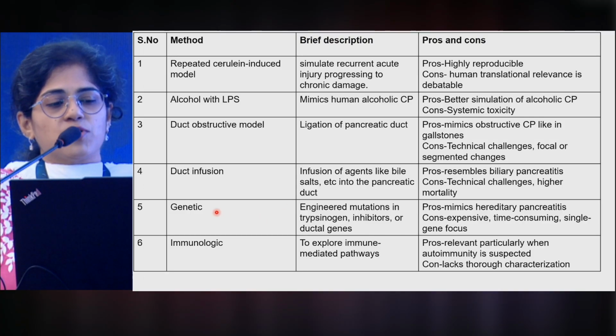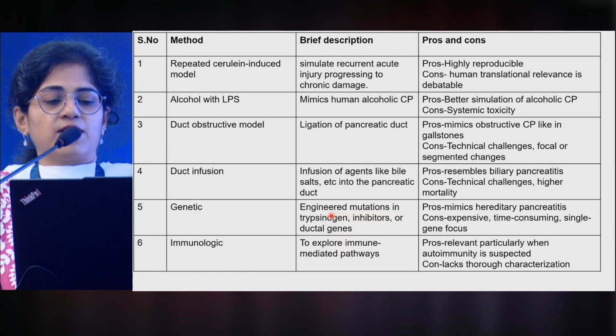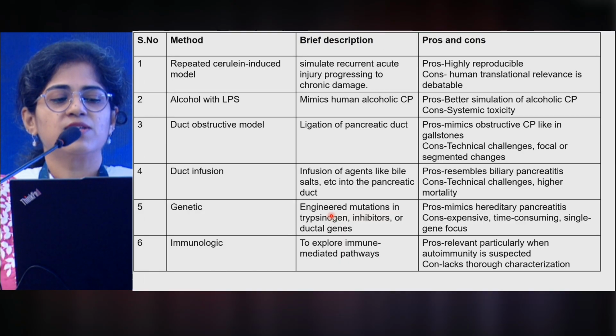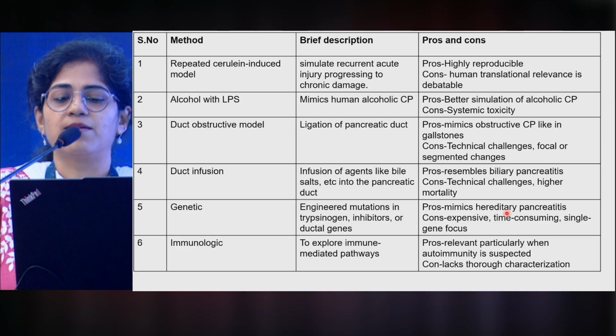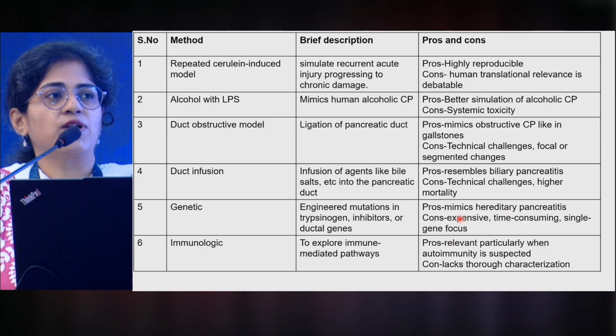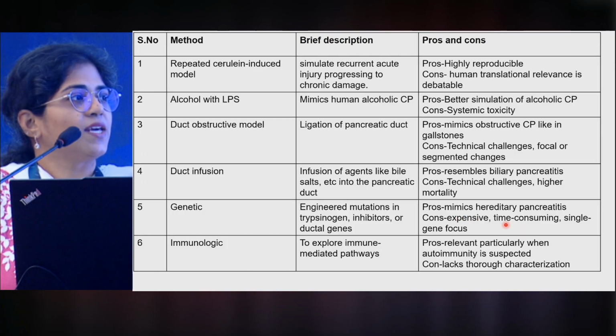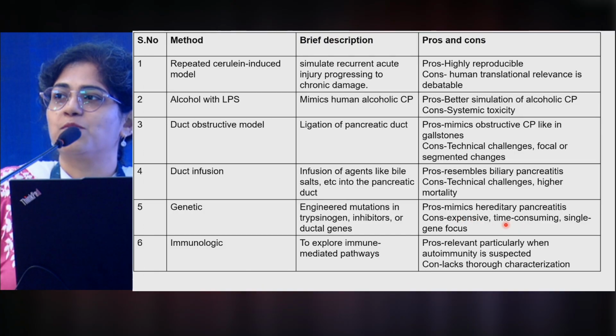Genetic models, we don't have much about them, so I'm sure there are other talks where they're going to talk about these models. These models can be used especially in hereditary pancreatitis. The disadvantage of using such models is that they are expensive, time consuming, and usually human pancreatitis is polygenic.